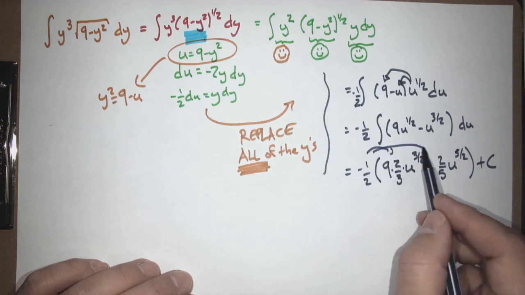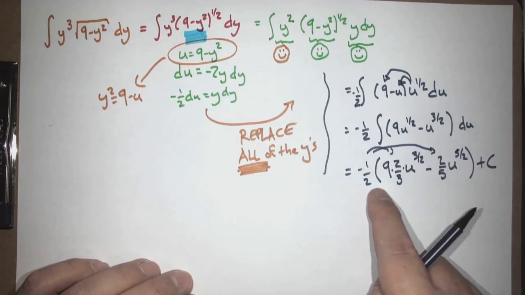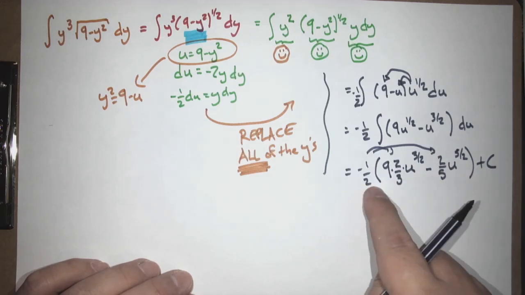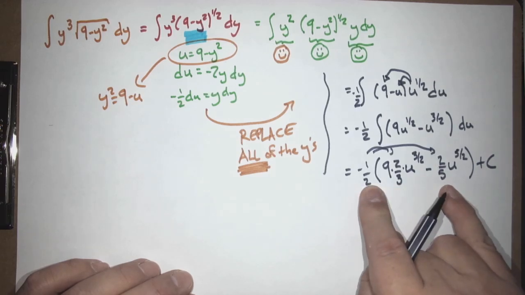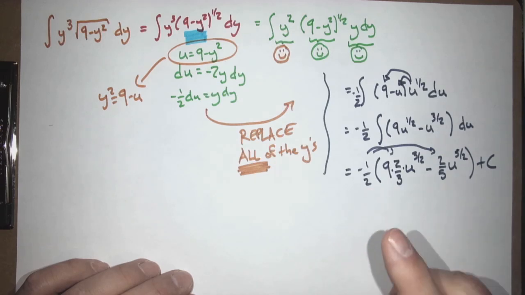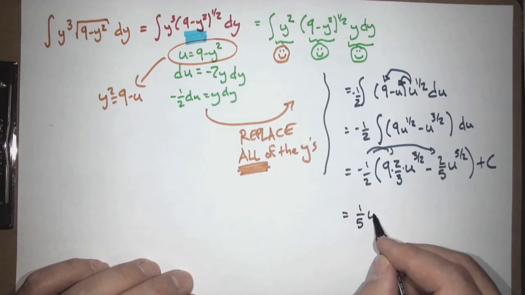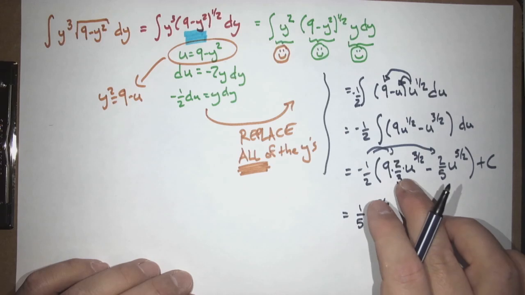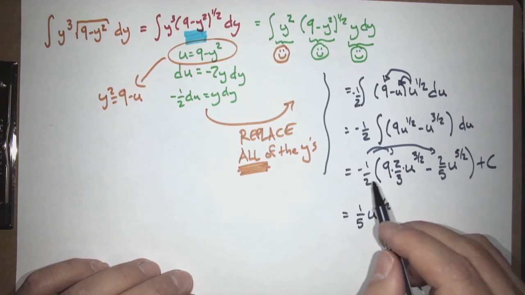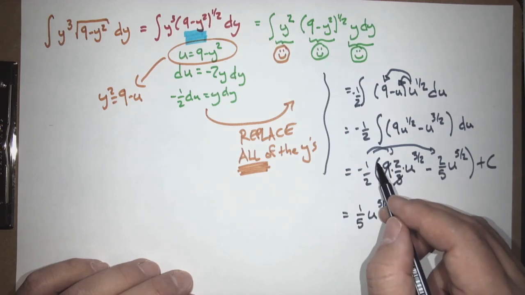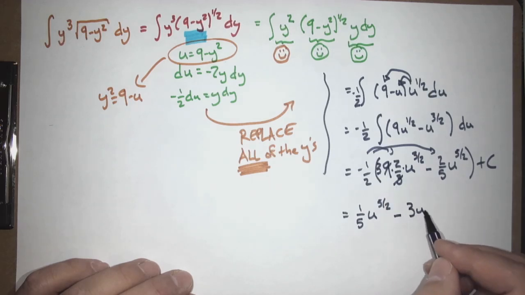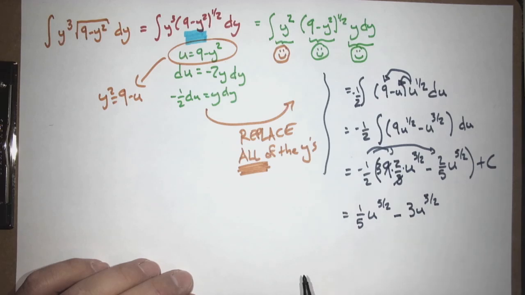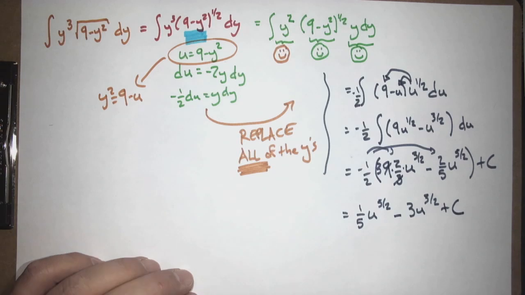Don't forget about this -1/2 multiplying through. So I'm going to use that to change the order, just because I like to have positive terms in front. 1/2 times 2/5 will give us 1/5. The 2's cancel. So 1/5 u to the 5/2. Here, 1/2 and the 2/3. The 2's will cancel. The 3 goes into 9. So what we'll have left is minus 3u to the 3/2. And plus c. Is that our answer?